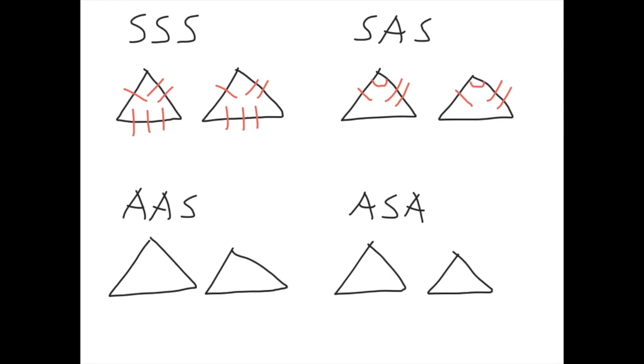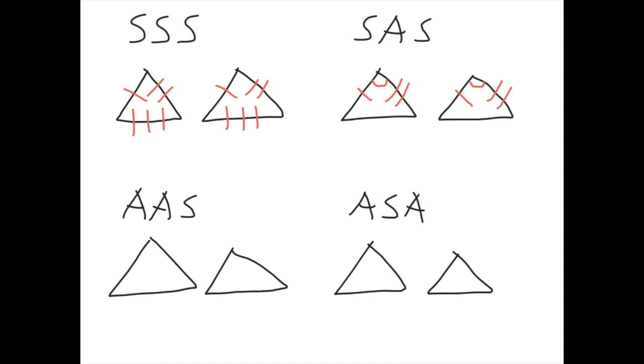So if you have a side and another side congruent and the angle in between them congruent, you know that the other angles are also congruent and the third side is also congruent because the entire triangle is congruent, and all you need to know is side, angle, side.